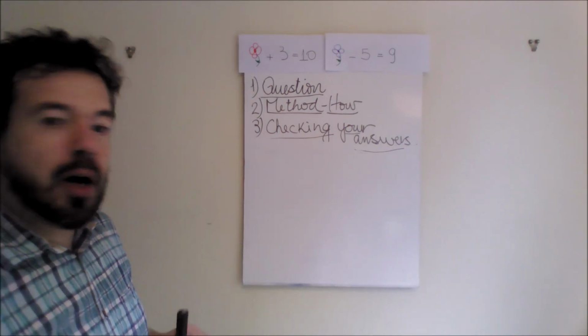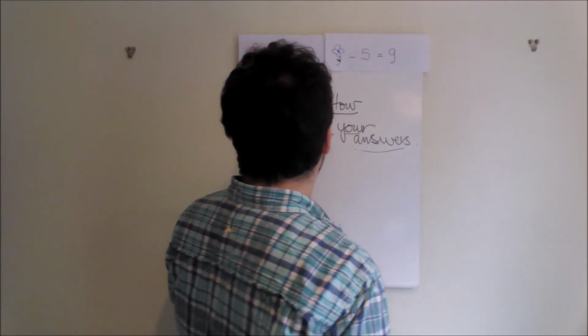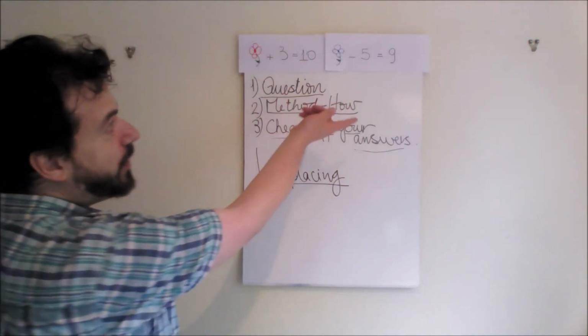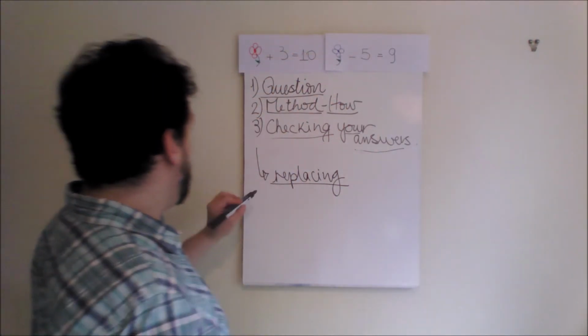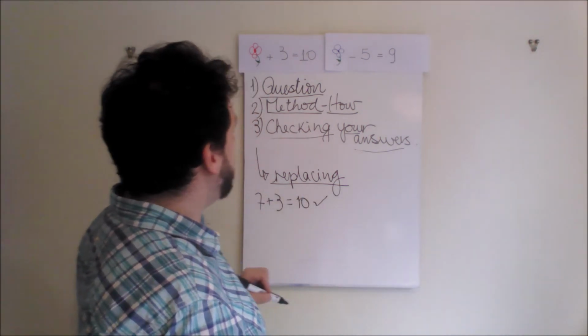How are you going to check your answers? You can check your answers by replacing the flower with the answer. So we found the answer is 7. So 7 add 3, is it 10? It is 10, so it's right.